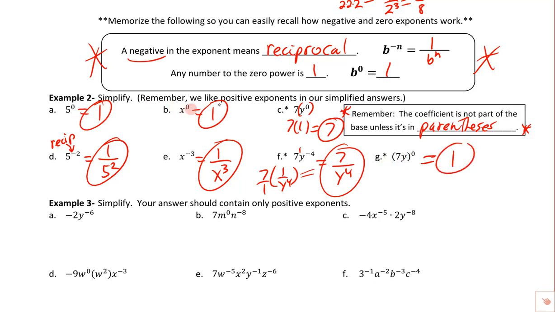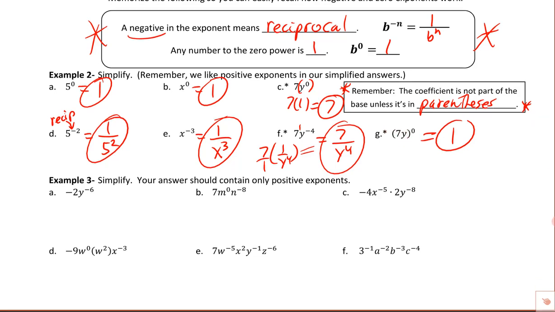So anytime we have a number or a variable raised to the 0 power, it is 1. Make sure you're careful with whether or not the parentheses are included or not, and that determines whether or not the coefficient is included or not in the base. So let's come down here, and I think this is the easiest way to do these types of problems.